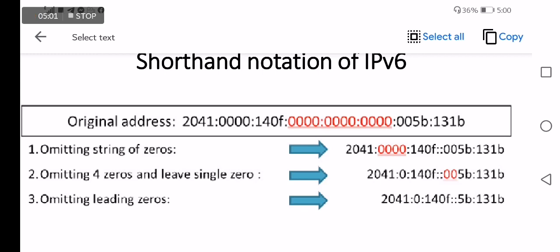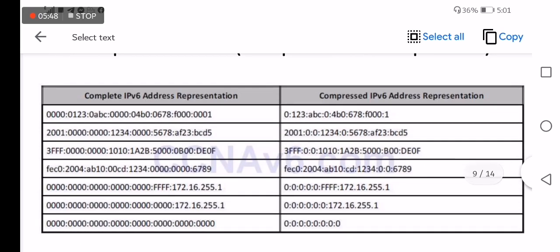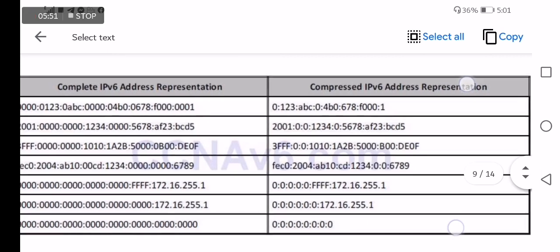Then the second rule: omitting 4 zeros and leaving a single zero. Go to the part that contains all zeros, here the second part of the IP address, and replace these 4 zeros by a single 0. The last rule for shorthand notation of v6 is omitting leading zeros. It means delete any zero on the left-hand side of each partition that is not significant for the address part. Here we have examples that show the complete IPv6 address representation compared to the compressed one.